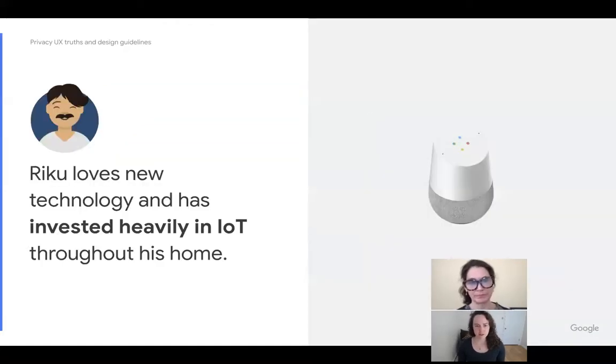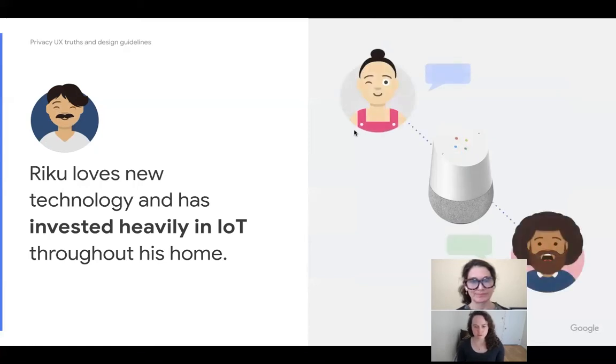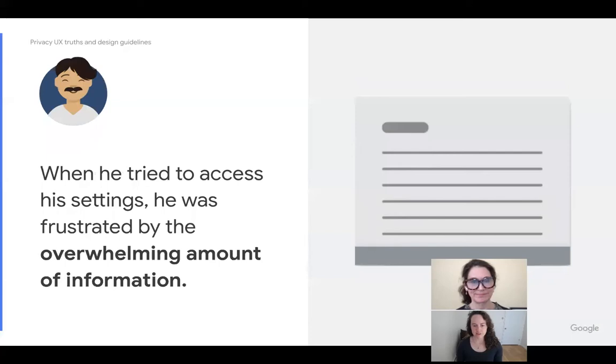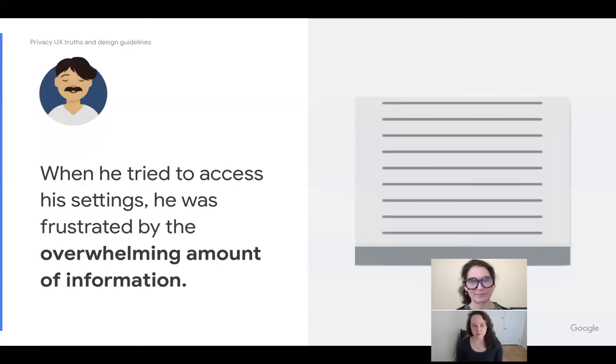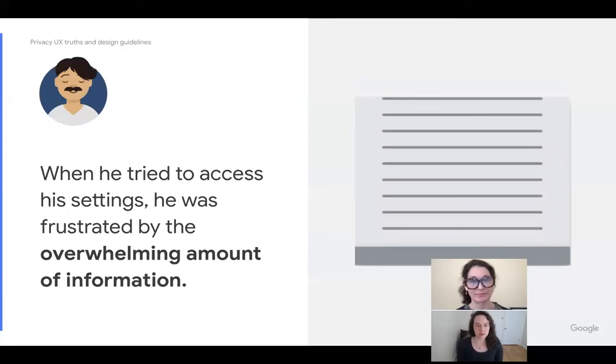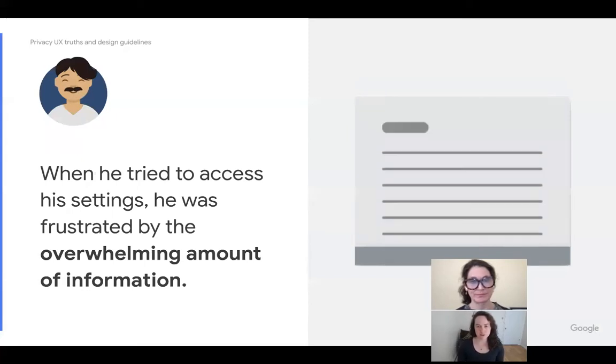So Riku loves new technology, and he's invested heavily in IoT throughout his house. At the same time, Riku worries that people who use his smart devices will have access to his confidential work information. His nightmare is that his kids could accidentally call one of his clients, or even worse, call his boss. The other day, Riku's smart speaker activated unexpectedly, which was particularly concerning for him. He went into the settings to try to figure out what happened, and was frustrated when he was directed to a page with overwhelming amounts of information. He spent a lot of time on his IoT setup, and now he really just wants it to work. He doesn't want to deal with it on a daily basis.